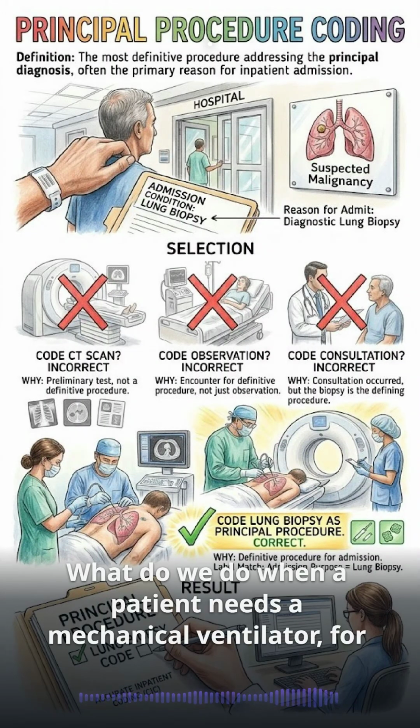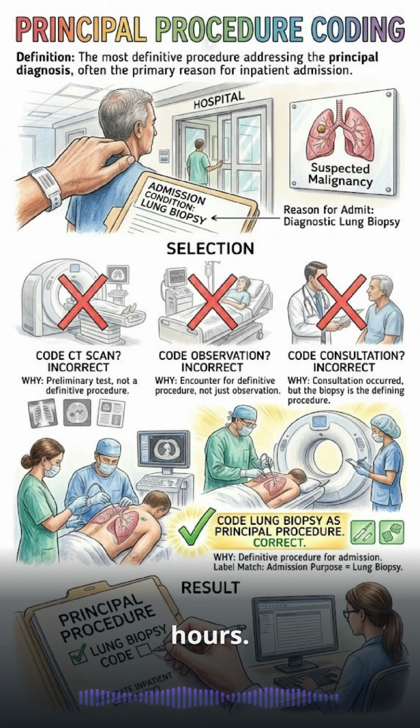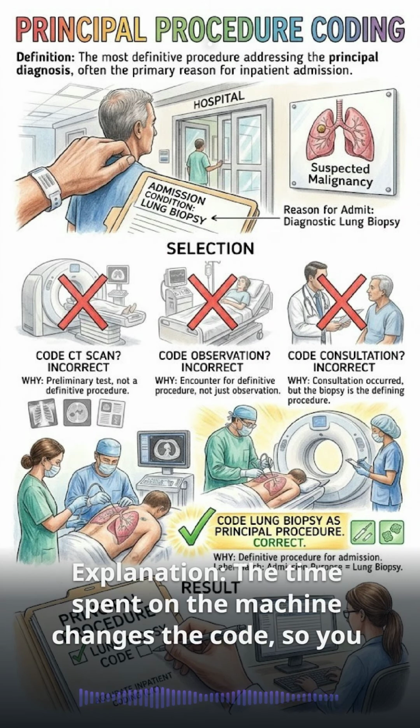50. What do we do when a patient needs a mechanical ventilator for their breathing failure? We must add a procedure code for the ventilator and check exactly how many hours. The time spent on the machine changes the code, so you must count the hours.